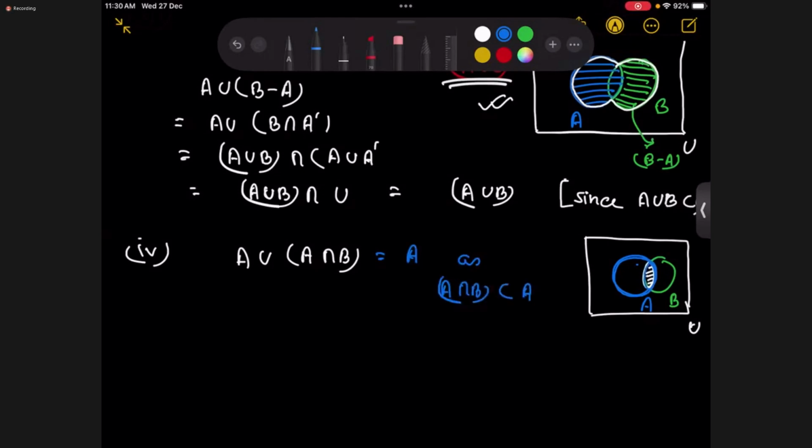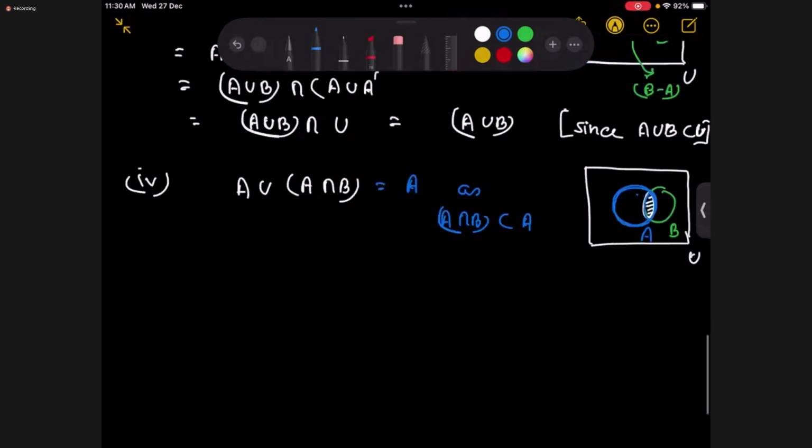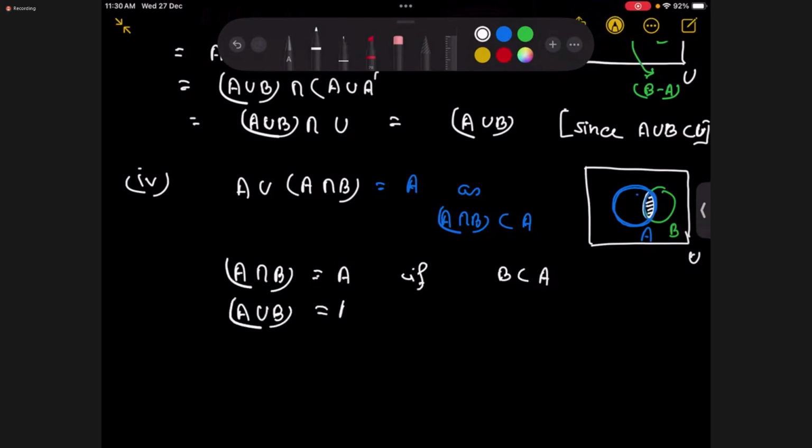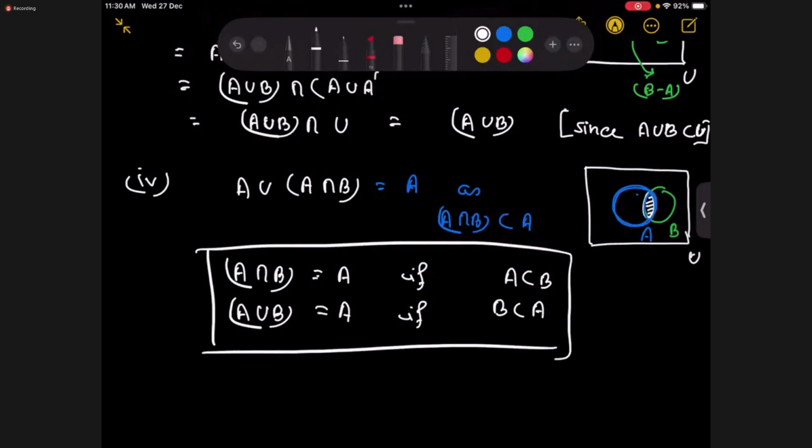When we were discussing union and intersection, we showed the conditions that A intersection B is equal to A if A is a subset of B, and A union B is equal to A if B is a subset of A. So this is the logic we have used here.